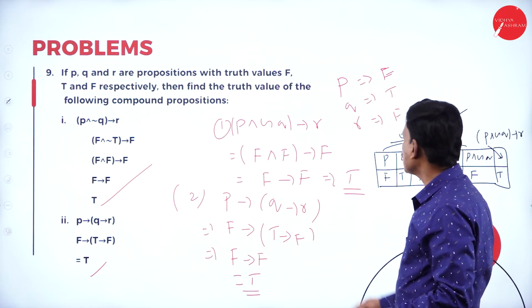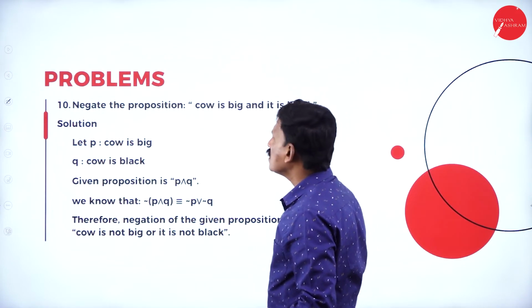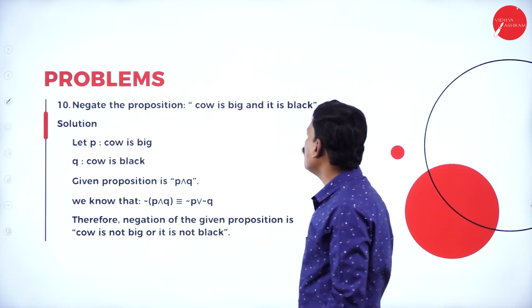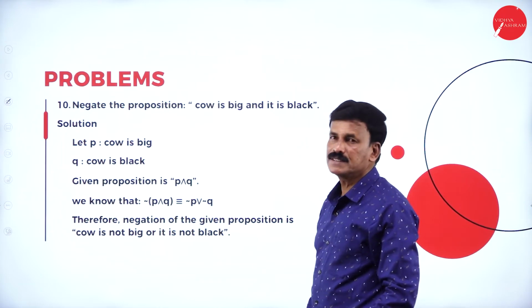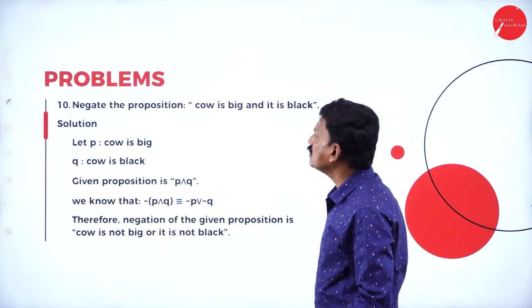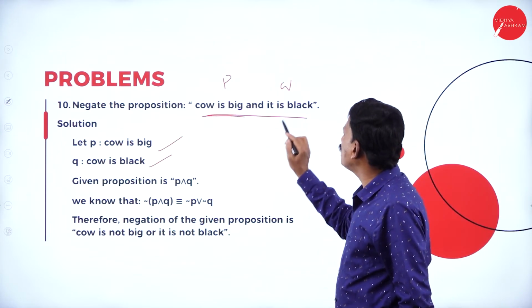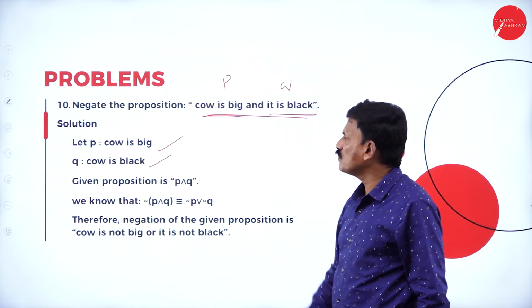Okay. Now let us come to the next one. Negate the following proposition: cow is big and it is black. Very simple type problem for 2 marks or 3 marks. Now what is the statement given? Cow is big and it is black. This is P. Cow is big is P, and it is black is Q.